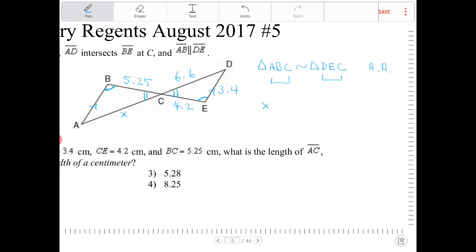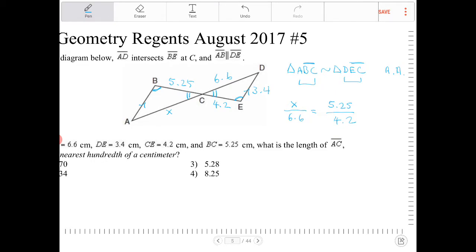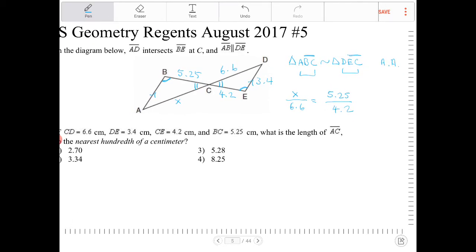AC, which is X, is to DC, which is 6.6. Now, this proportion will hold no matter which other side I pair this up with. So I can say 5.25, that's BC here, is to EC, which is 4.2. So with that, I can solve for X. And again, X is AC.